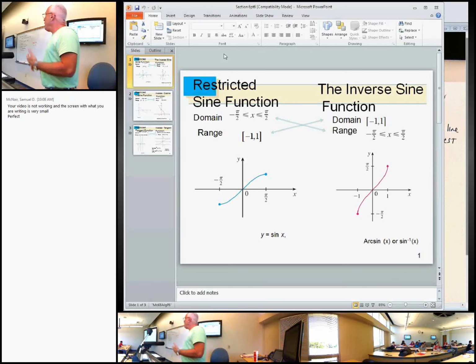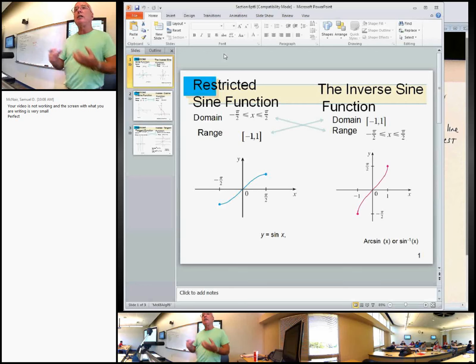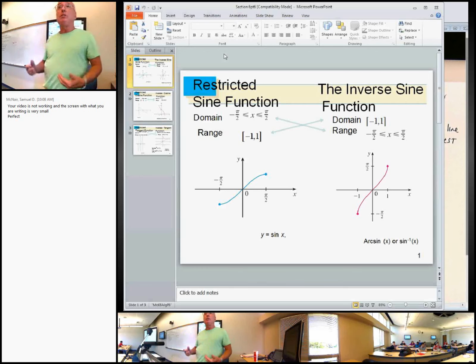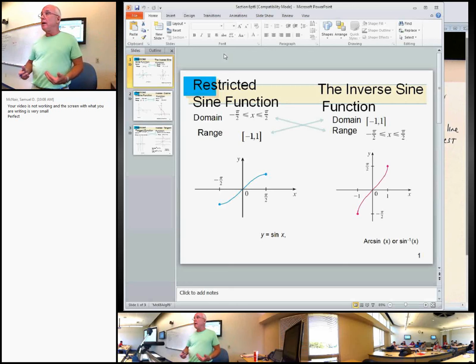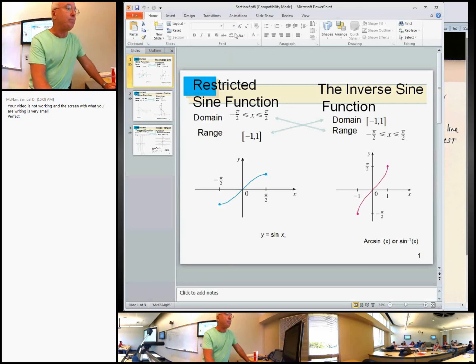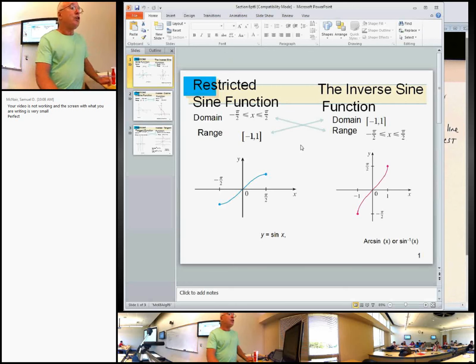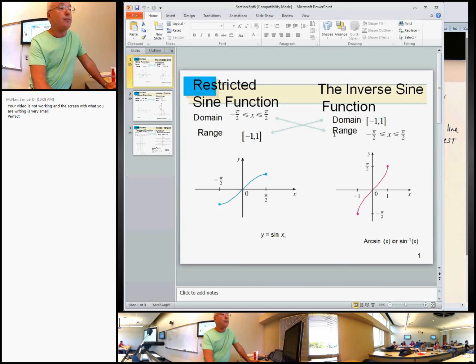All right. So we have the restricted sine function from just minus pi over 2 to pi over 2. And it goes from negative 1 to positive 1. That's the range of the sine function, or the cosine function also. Because it passes the horizontal line test, we can do an inverse. And what we get then is the inverse sine function. Now remember, with inverses, the range of the one function becomes the domain of the inverse. The domain of the original function becomes the range of the inverse function.